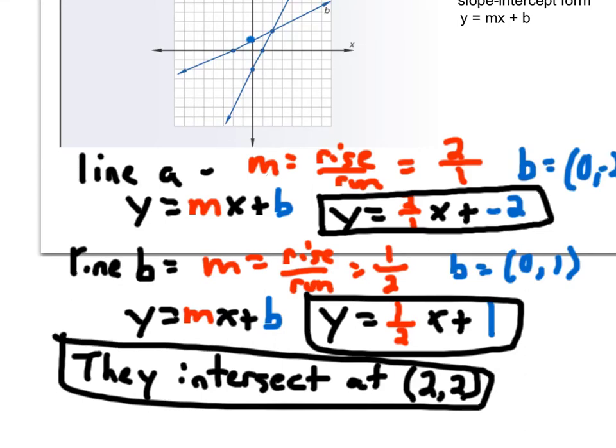And there's my 3 answers to the problem. I've got line A in slope-intercept form, line B in slope-intercept form, and where they intersect. All right, now let's do a problem where we actually are going to use this to actually make the graph ourselves.